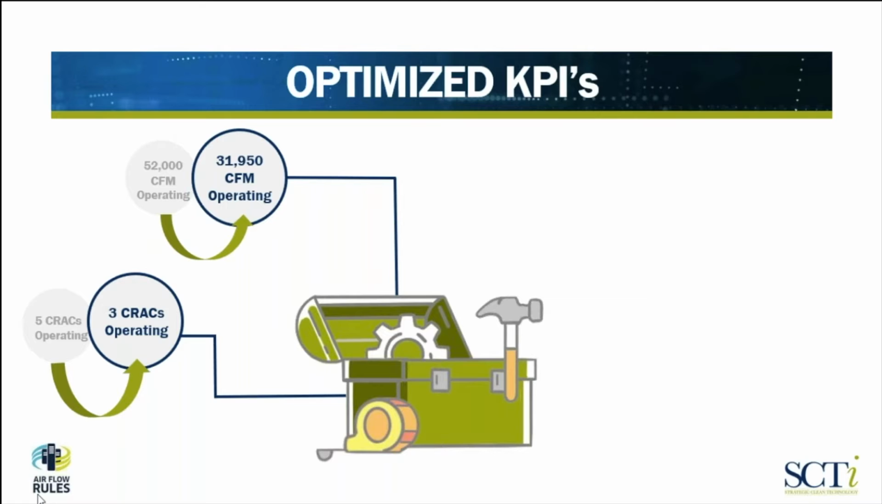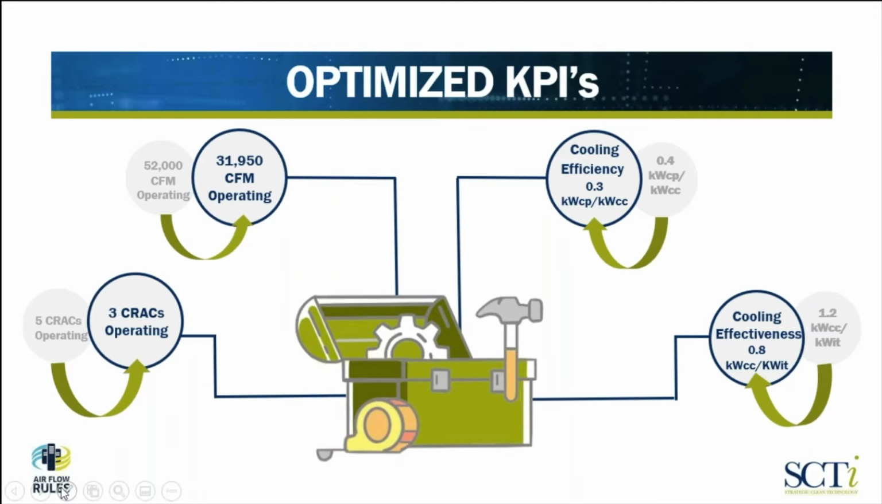The original CFM, when we walked into the site, was 52,000 CFM. Through the changes that we made with the 3 crack units operating, we were able to bring it down to just under 32,000 CFM. So still a little bit higher than ideal, but a substantial improvement over what we were seeing previously. 2 other elements that we look at.